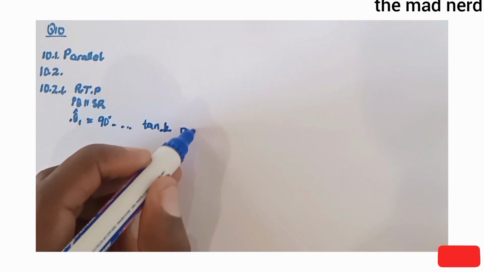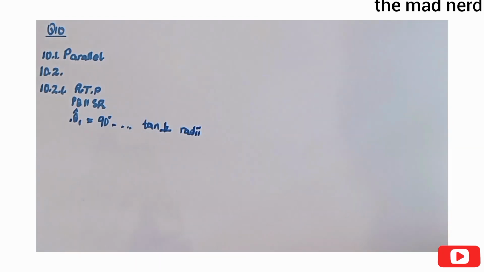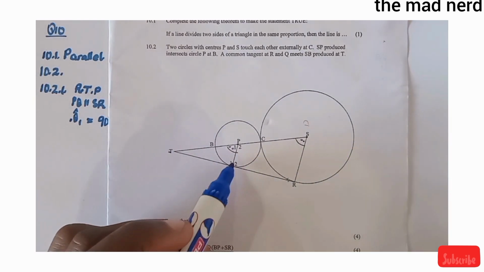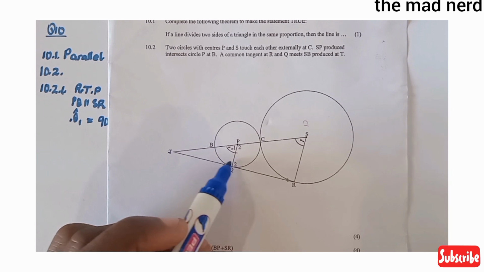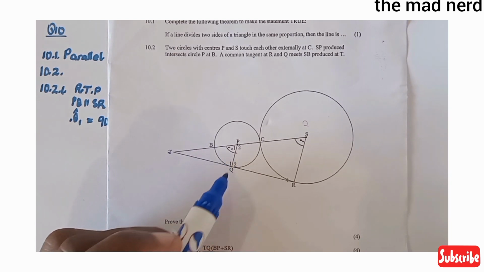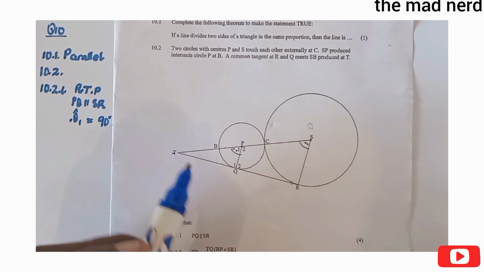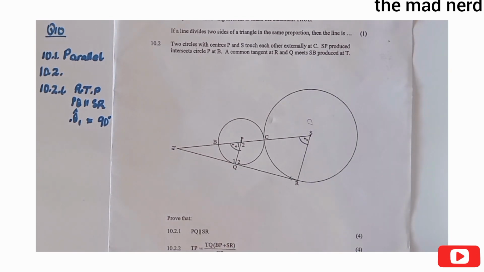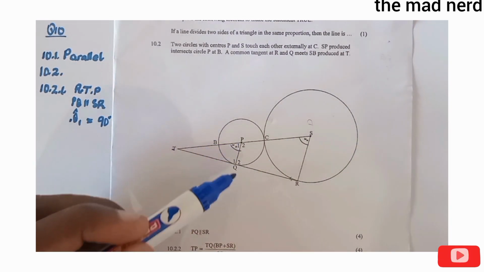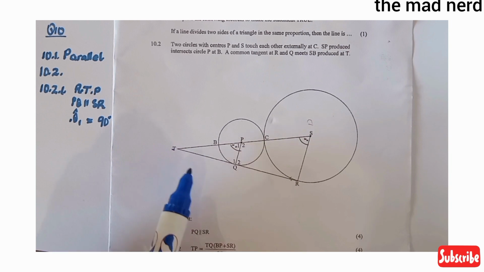To the radius, to the radii. So that's it for angle Q1. Here is the angle Q1. It forms a 90 degrees over there because of what? A tangent perpendicular to the radius, because this PQ is a radius and this TQ is a tangent.